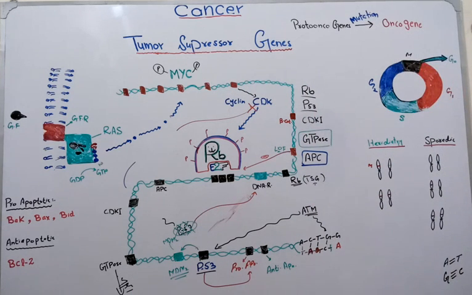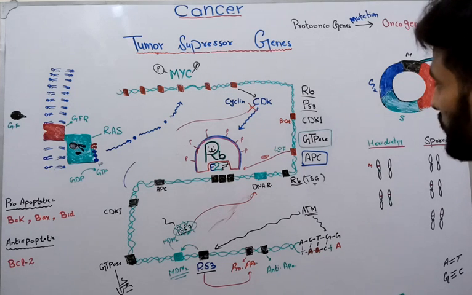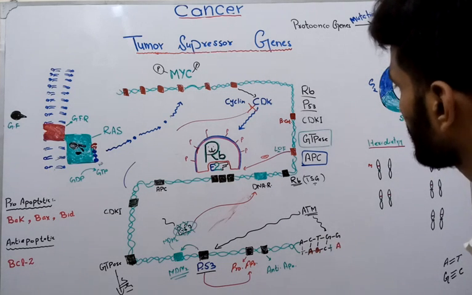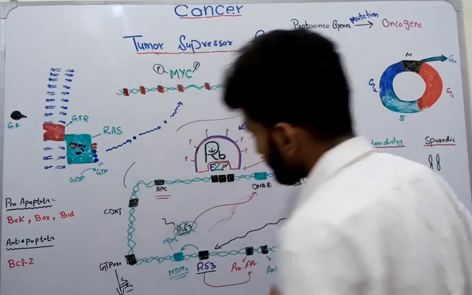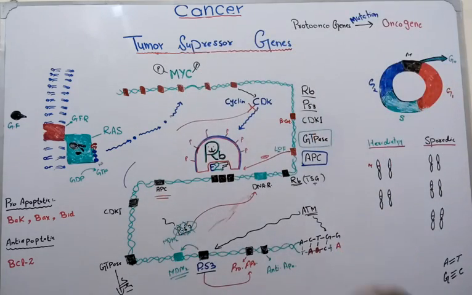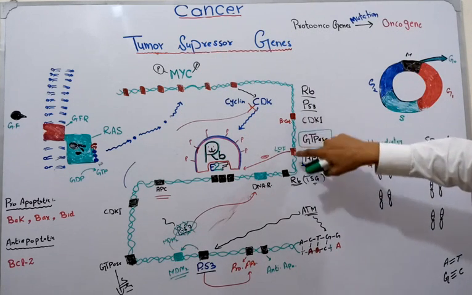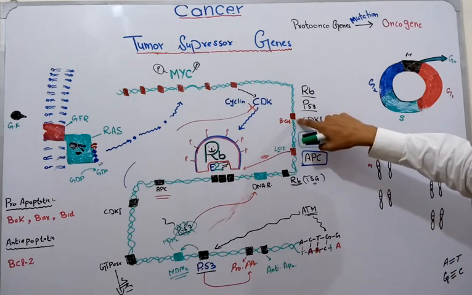Clear? The next gene which I am going to talk about is the APC gene, adenomatous polyposis coli. Here is the APC gene. Before talking about the APC, let me talk about the beta-catenin gene. Beta-catenin gene, here you can see it. I have made it red, so it means it is a proto-oncogene.